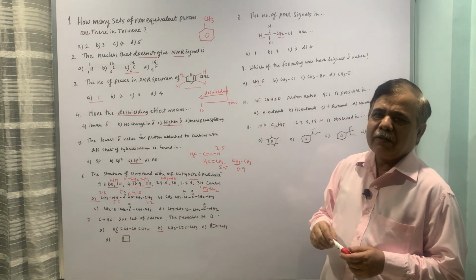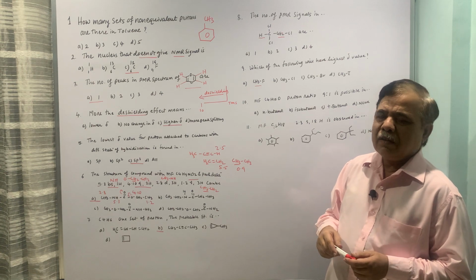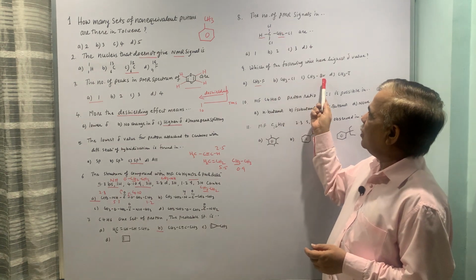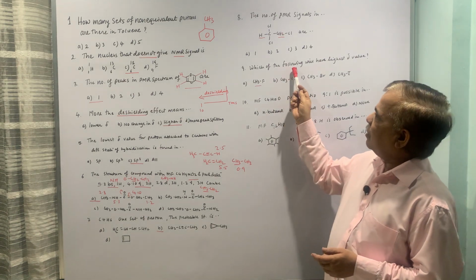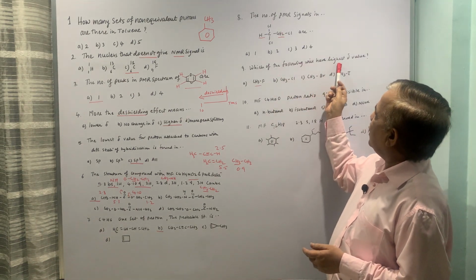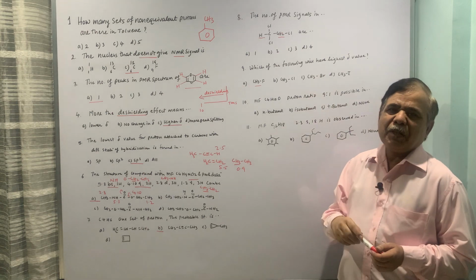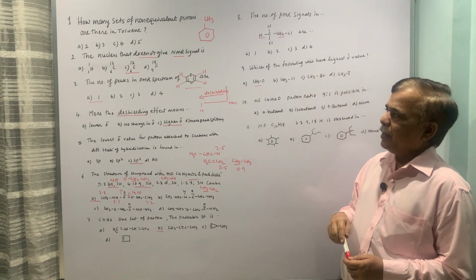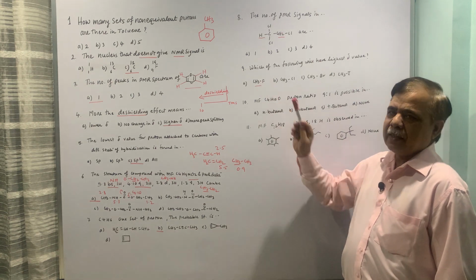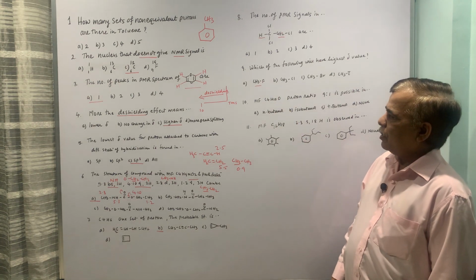Fluorine's electronegativity on the Pauling scale is 4, then comes chlorine, then bromine, and the least will be iodine. If the question is which of the following will have the least chemical shift value, then your answer should be CH3I. For the highest, it is CH3F without any doubt.